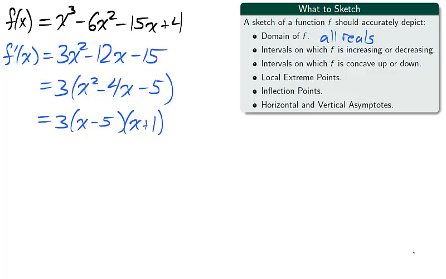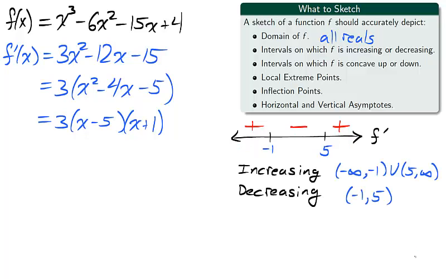A polynomial is differentiable at all points, so x equals 5 and x equals -1 are the only critical numbers of f. We divide the number line into intervals using the critical numbers, and we use the test points 6, 0, and -2 to determine if the derivative is positive or negative on these intervals. Using the increasing-decreasing test, we find that f is increasing from -∞ to -1 and 5 to infinity, while f is decreasing from -1 to 5.